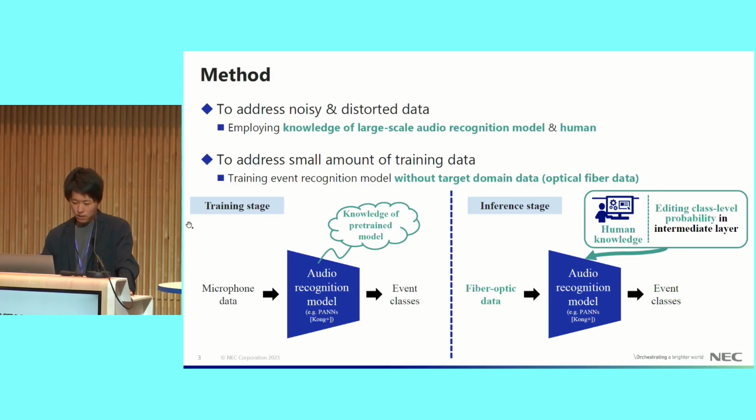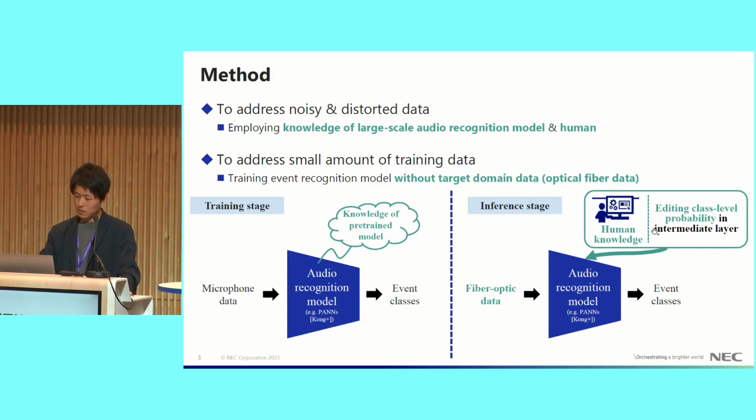In the training stage, we train the audio recognition model, such as the PANNs model, with microphone data as input. In the inference stage, the input data is switched from microphone data to fiber optic data. Moreover, we also utilize human knowledge. Human knowledge is, I think, in general more powerful compared with statistical knowledge.